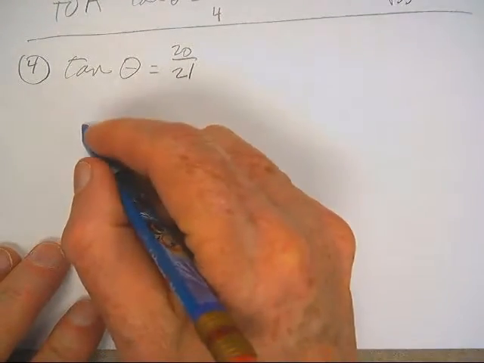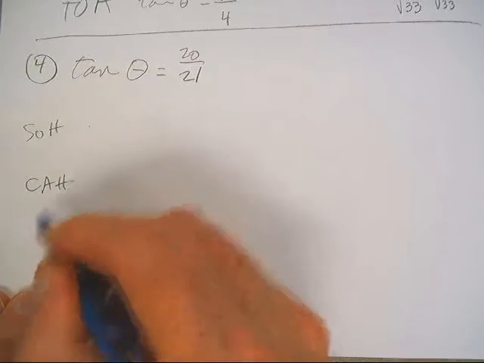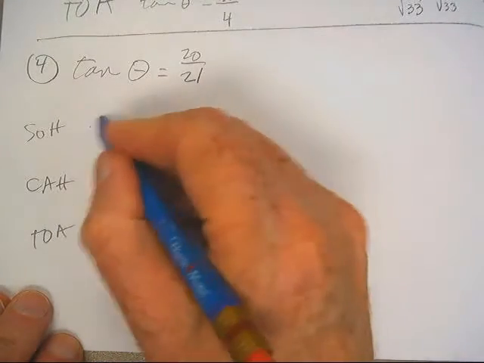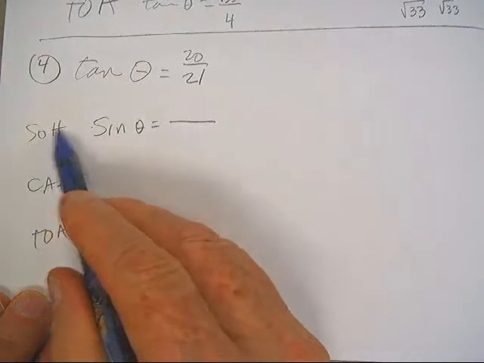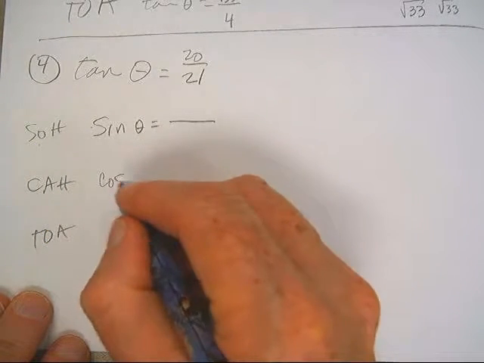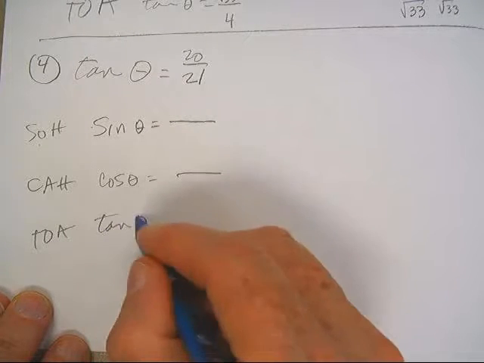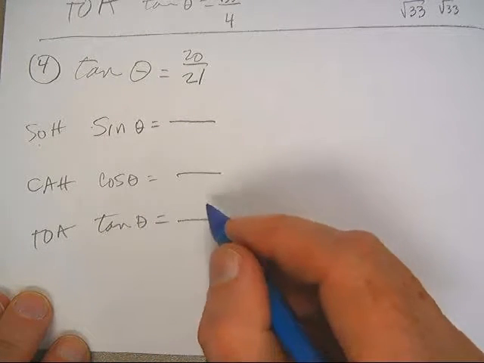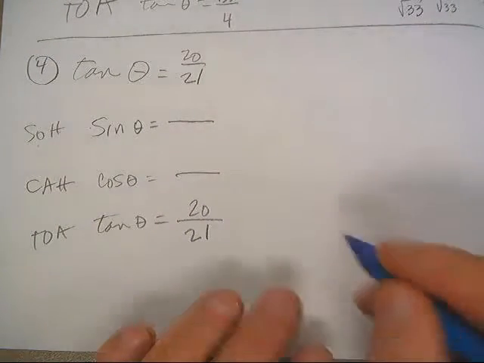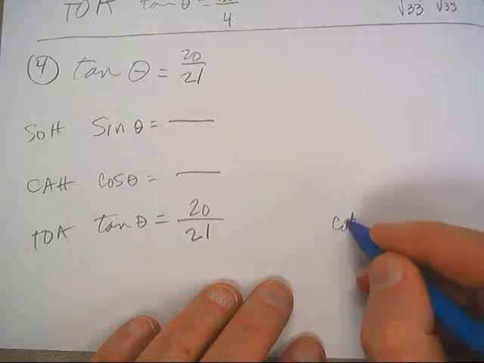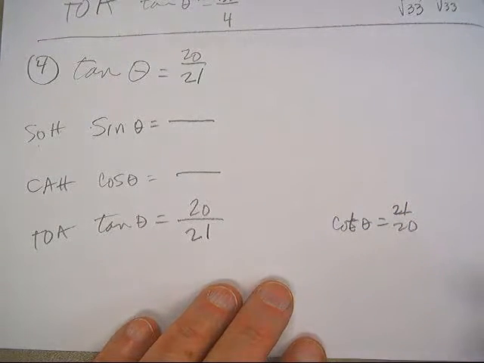Okay, so we're going to do the same thing for SOHCAHTOA. You should always think about this. Sine's opposite over hypotenuse. Cosine is adjacent over hypotenuse. Tangent is opposite over adjacent. Well, they gave me tangent. So all I have to do is flip that for cotangent.